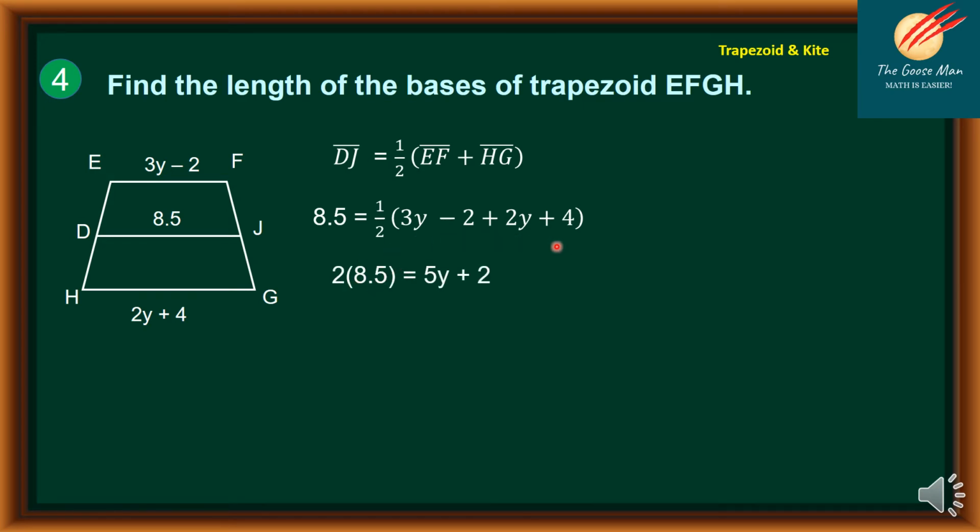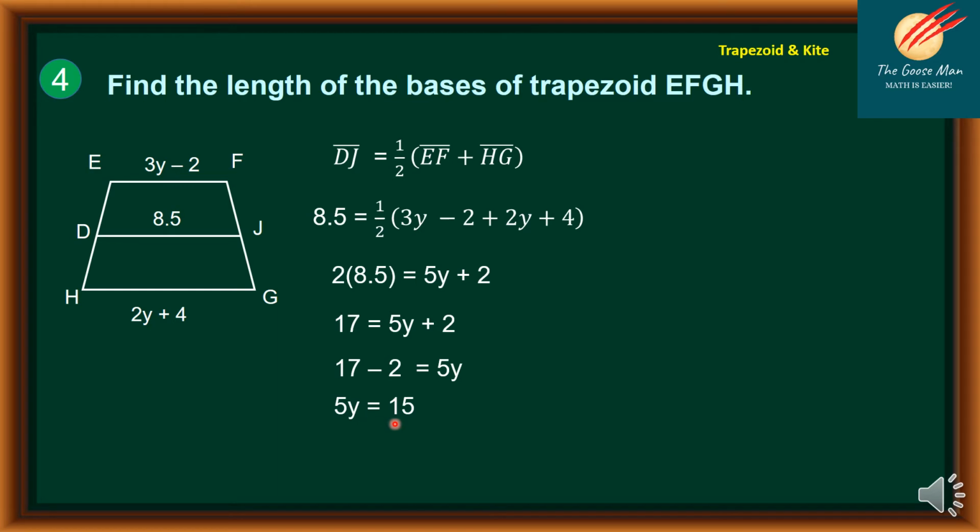3y plus 2y is equal to 5y. Negative 2 plus 4 is equal to positive 2. Simplifying it further, 2 times 8.5 will give us 17 is equal to 5y plus 2. Then subtract both sides of the equation by 2. So I have 17 minus 2 is equal to 5y. So I have 5y is equal to 15.